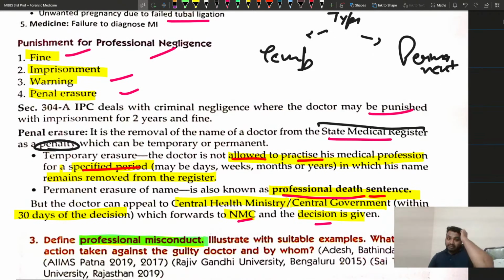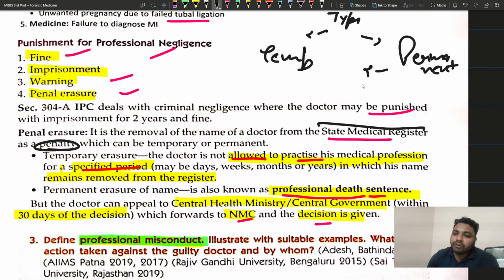In temporary, basically, the doctor is not allowed to practice his medical profession for a specific period of time. Like it is said that you are being erased for 6 months, penal erasure. So let's say it is 6 months. After 6 months, he can restart his journey, restart his practicing. But not in the case of permanent erasure.